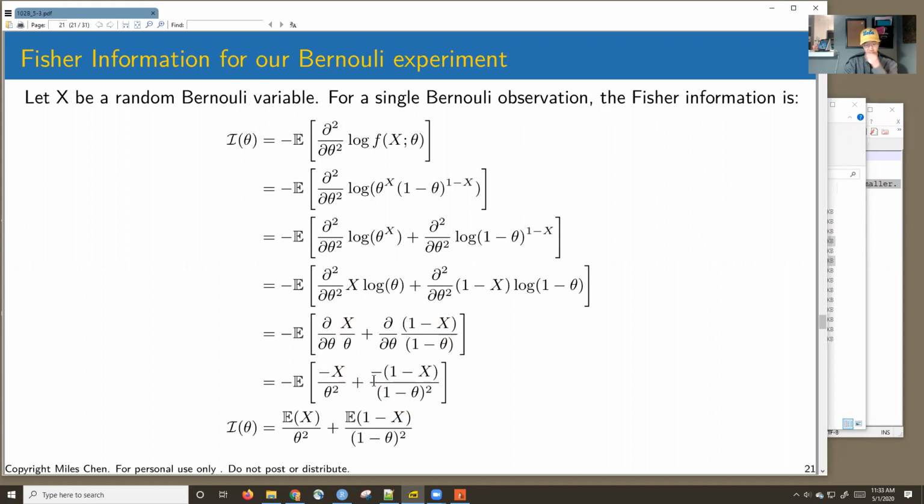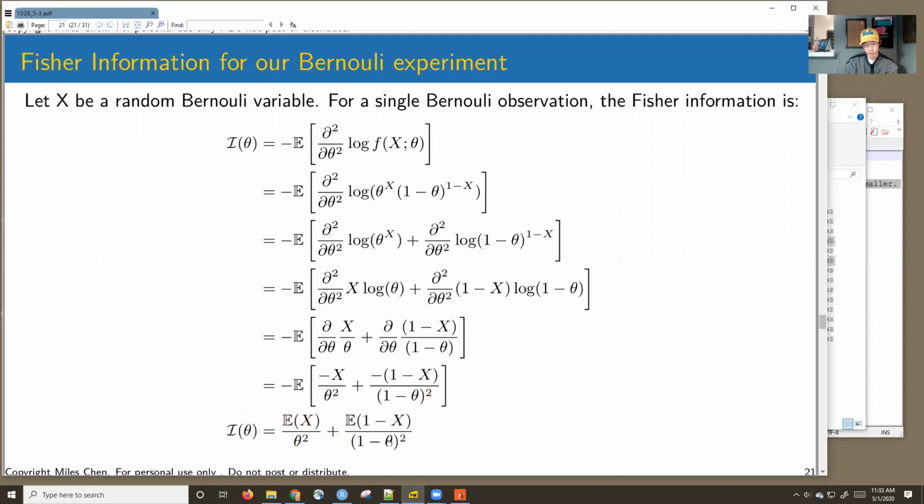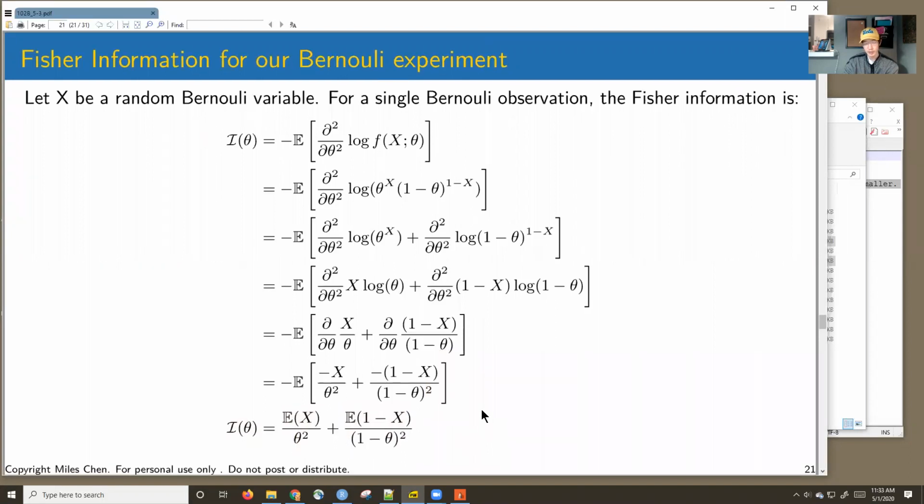And so the Fisher information is going to be the negative expected value of this whole quantity. The expected value of a sum of random variables is the sum of the expected values. So I've got the expected value of x over theta squared plus the expected value of 1 minus x over 1 minus theta squared, okay?